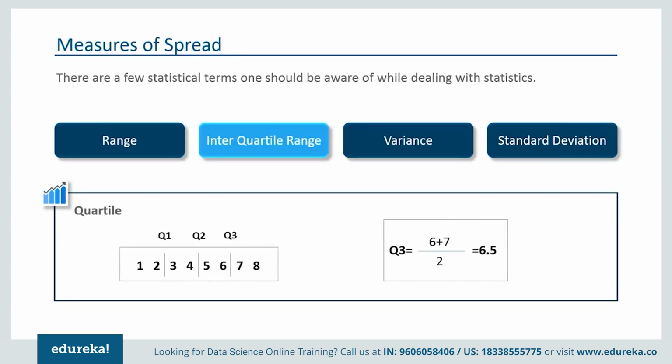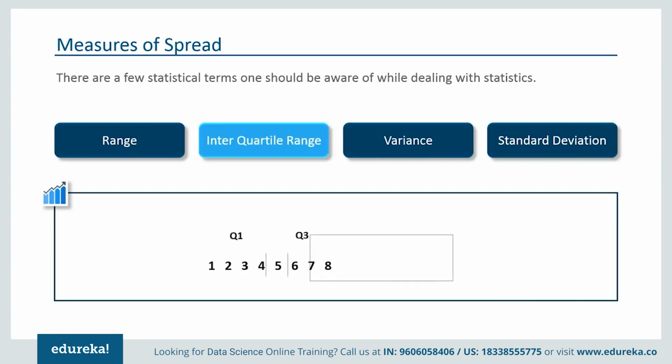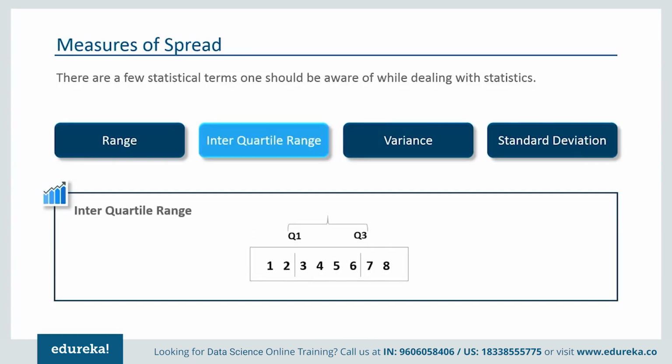As you can see, basically you take the division, the number on either side of it, and you take an average of both those numbers. And the difference between your Q1 and Q3 is basically your interquartile range.